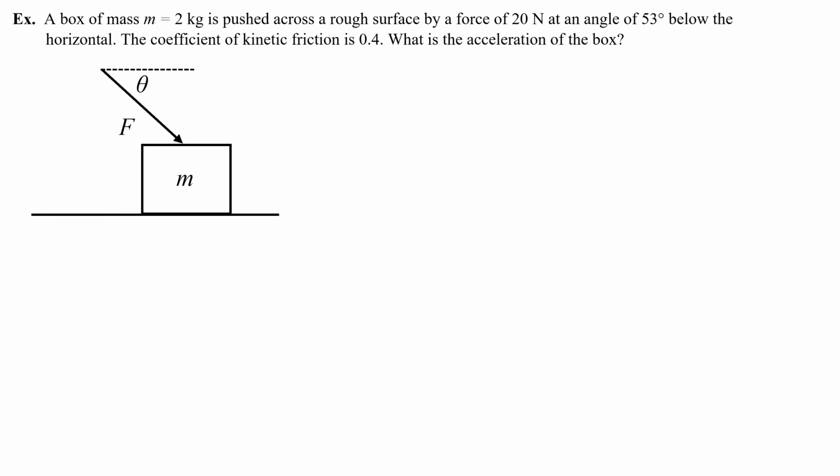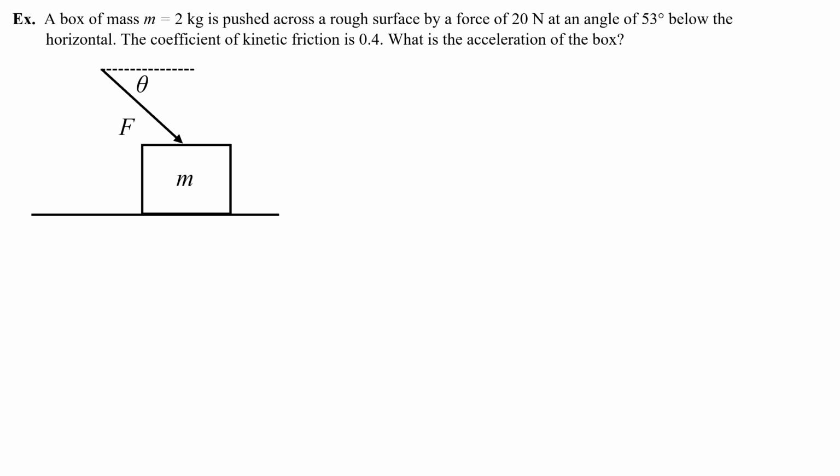Okay, now let's do a problem where there is a box with a force being pushed not above the horizontal, but below the horizontal. So this would be like if you were pushing down on something on your desk and moving it forward. Let's read it. A box of mass m equals 2 kilograms is pushed across a rough surface by a force of 20 newtons at an angle of 53 degrees below the horizontal. The coefficient of kinetic friction is 0.4. What is the acceleration of the box?